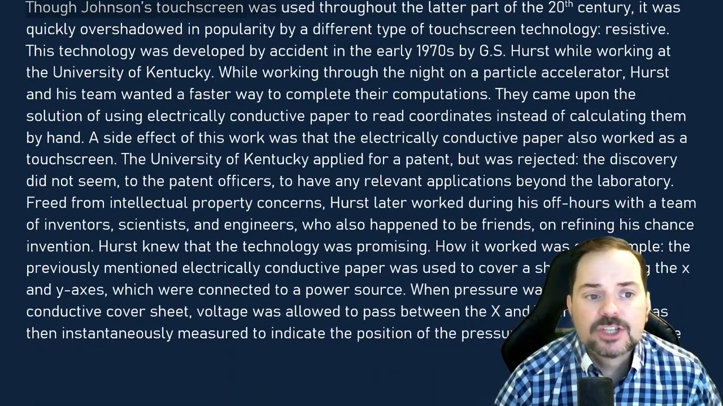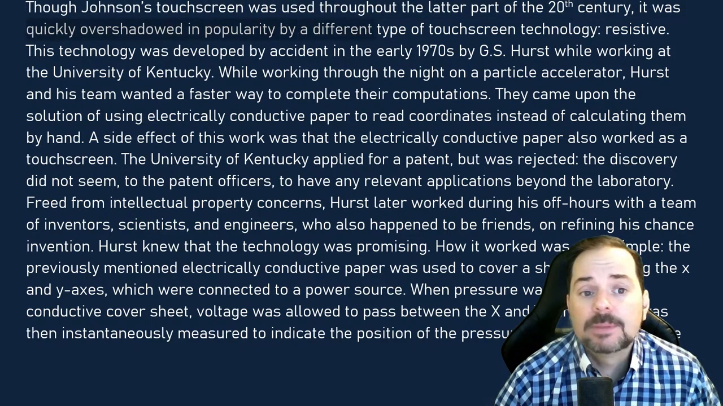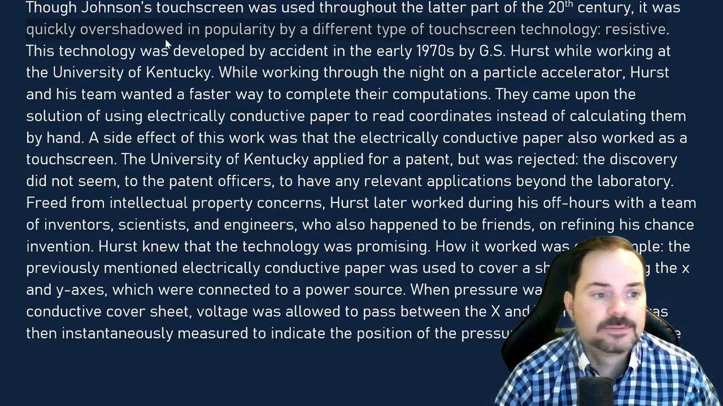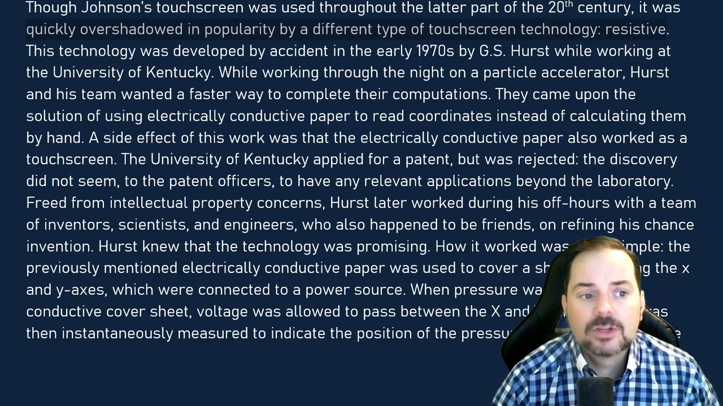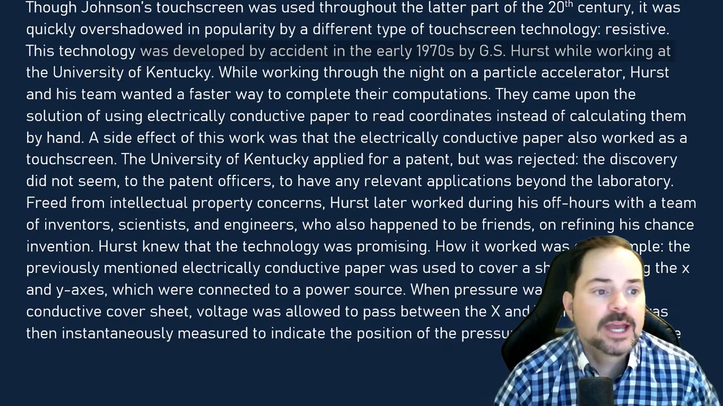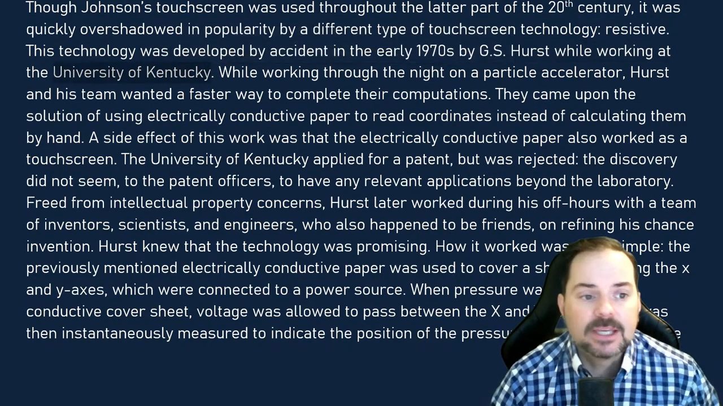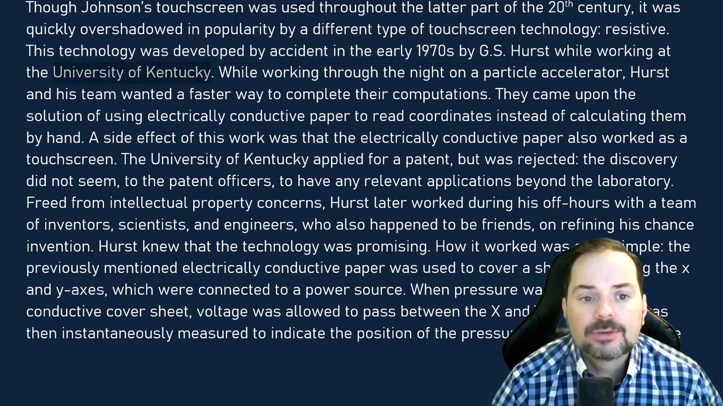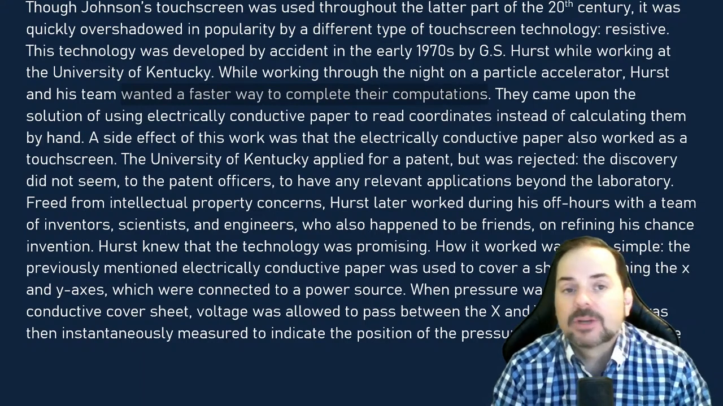Though Johnson's touchscreen was used throughout the latter part of the 20th century, it was quickly overshadowed in popularity by a different type of touchscreen technology, resistive. This technology was developed by accident in the early 1970s by J.S. Hurst while working at the University of Kentucky. While working through the night on a particle accelerator, Hurst and his team wanted a faster way to complete their computations.